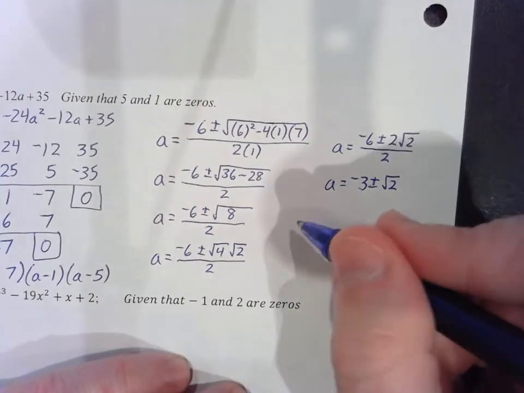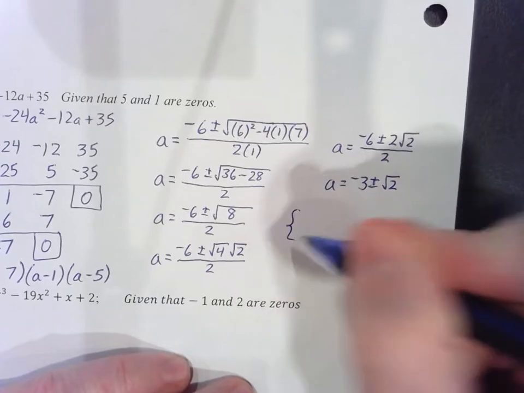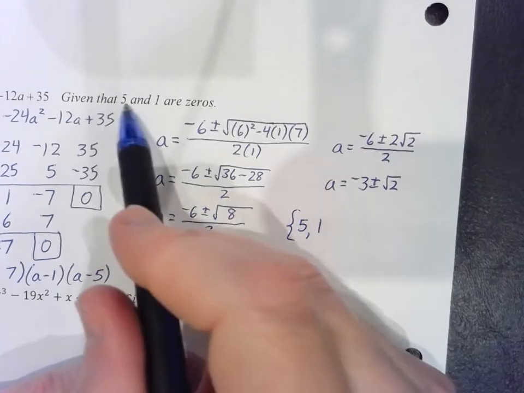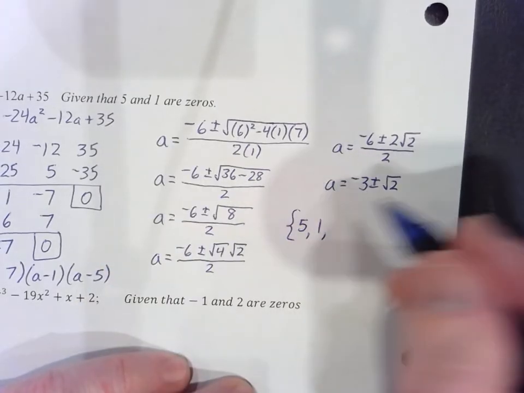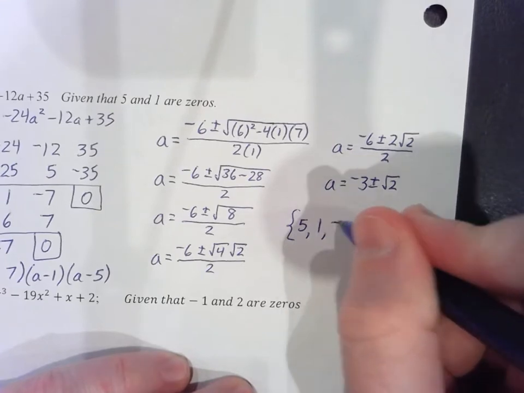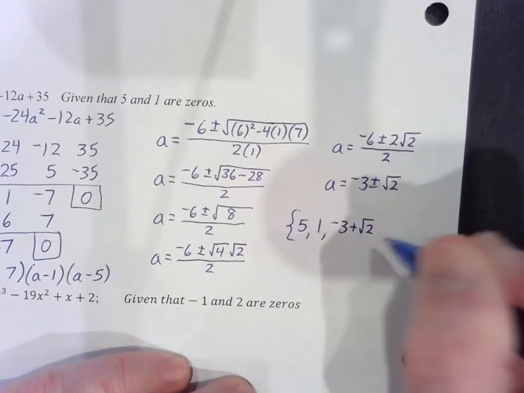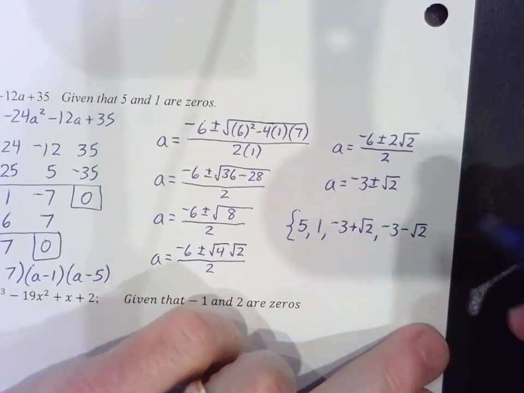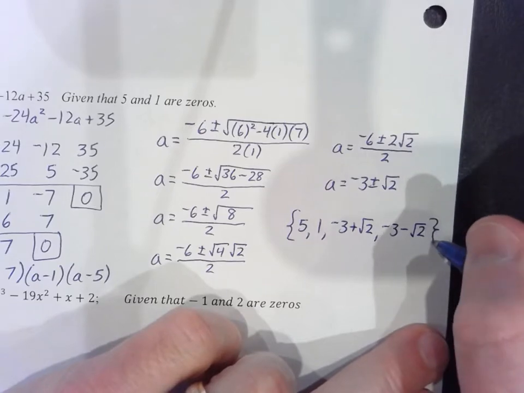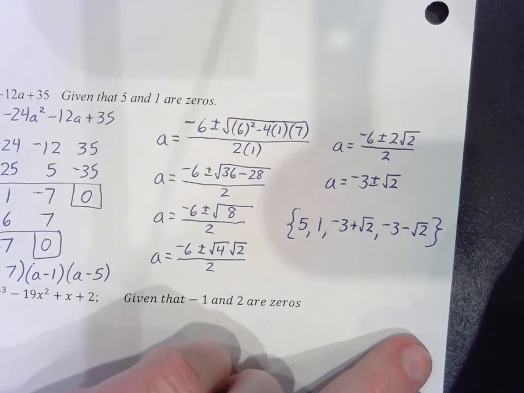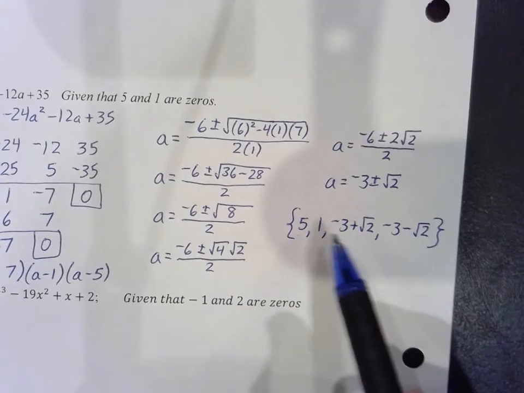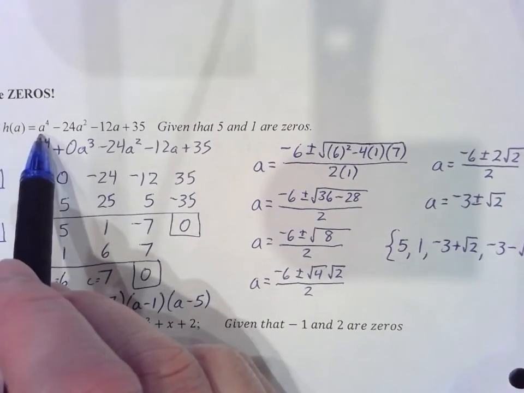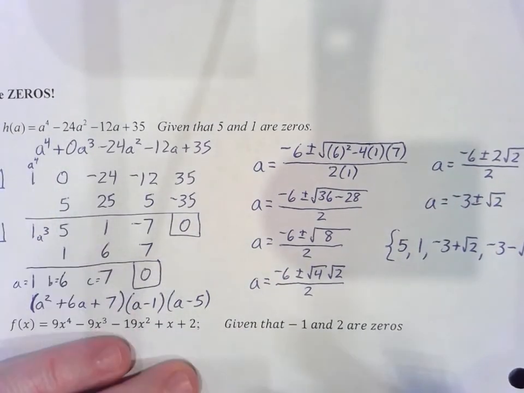So the zeros in this polynomial are 5 and 1, because those were given to us. And now we have negative 3 plus square root of 2 and negative 3 minus square root of 2. If you want to write it as negative 3 plus or minus square root of 2, that is fine. So there are our 4 zeros, which is what we expected since this was an a to the 4th power polynomial, degree 4.